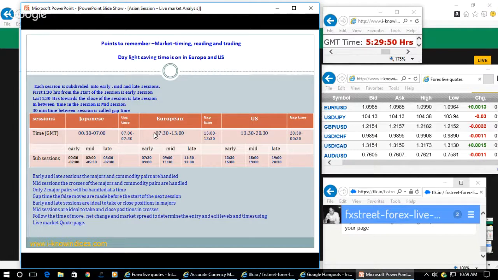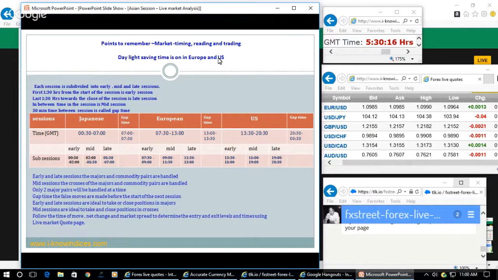So you will find that there is a shift in this one, the Japanese to European session. The Japanese session will get prolonged up to 7:30 GMT. 7:30 to 8 will be the gap time. Then 8 to 13 GMT will be the European session. And the US session will still follow the daylight saving till the following week.